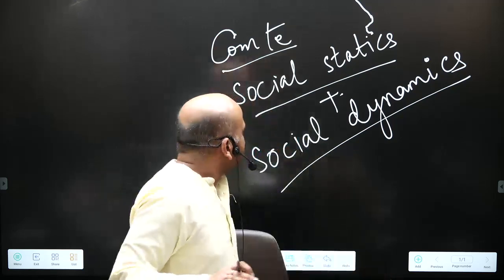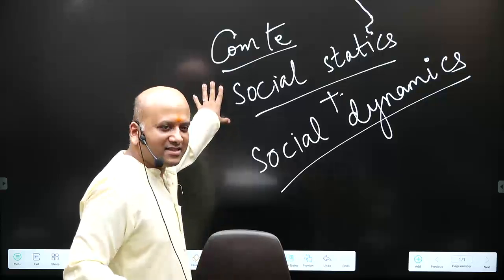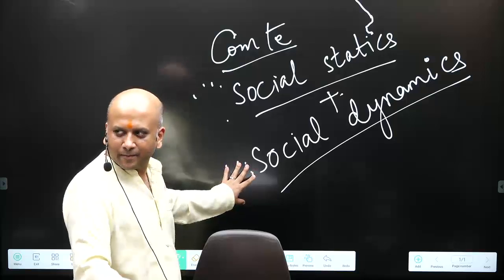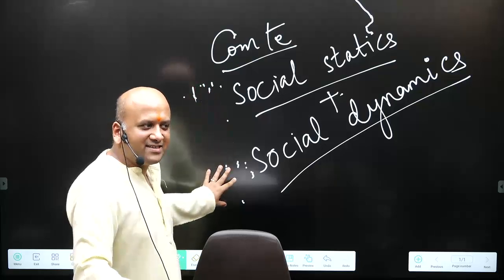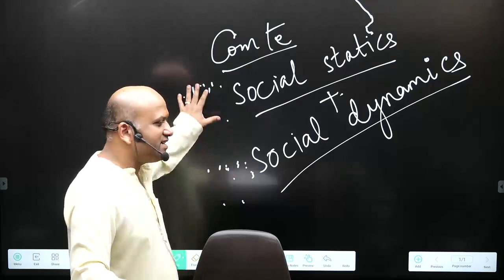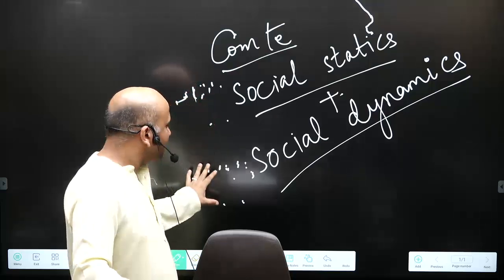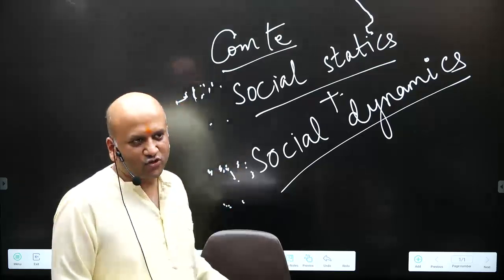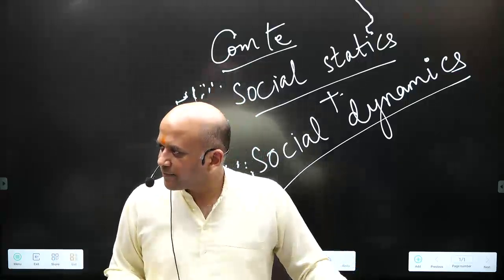Meaning what? We study both how things in society remain the same and how things are changing. Both are simultaneously happening in society. There are many things which continue as they are, while there are also several important changes taking place in society. Yes or no?